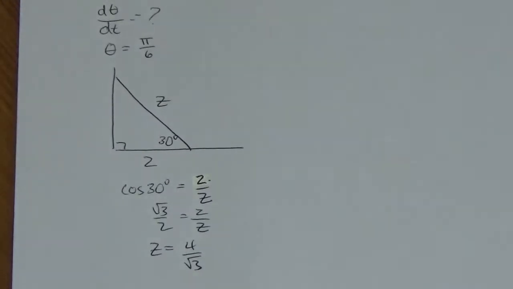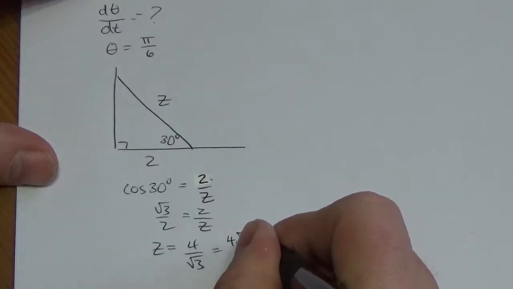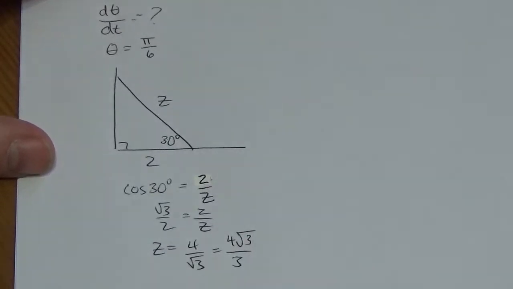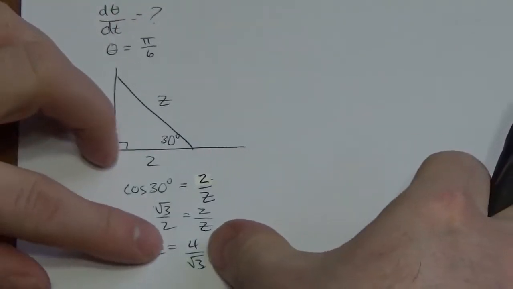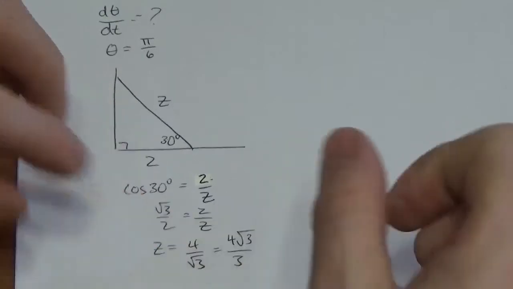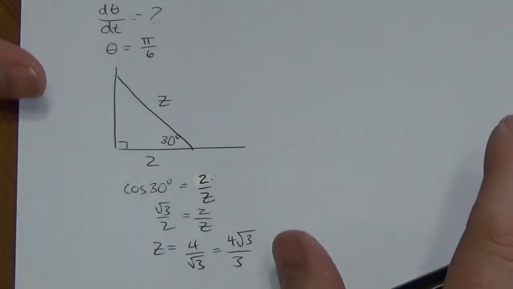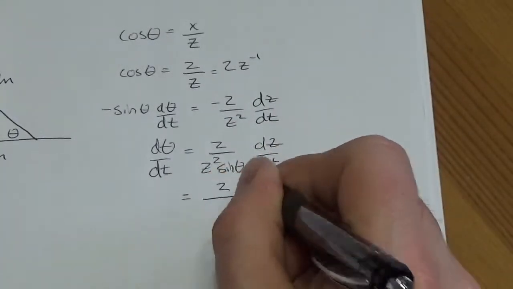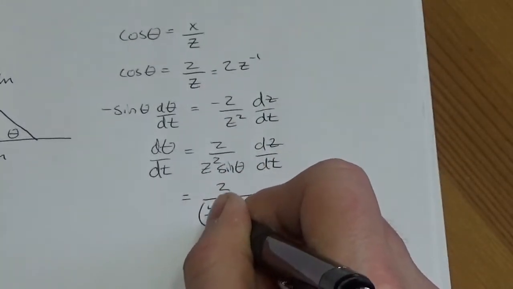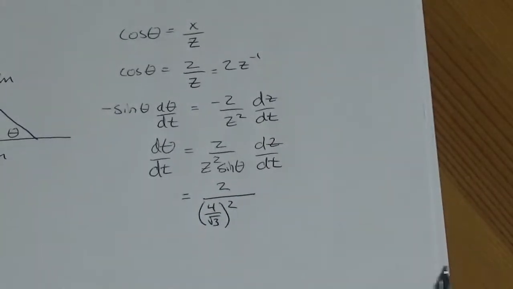Now, maybe you have to rationalize, maybe you don't. But if you do, then Z becomes 4 √3 over 3. Now I'm not going to worry about that. I'm going to leave that as 4 over √3 because I'm not as insistent that people rationalize. Maybe I should be, but I'm not. Besides that, when I go back up into my expression here and plug stuff in, this is going to be 2 over 4 over √3 squared, and that's really why I didn't care that much, because when I square that √3, I'm going to get rid of that radical anyway.